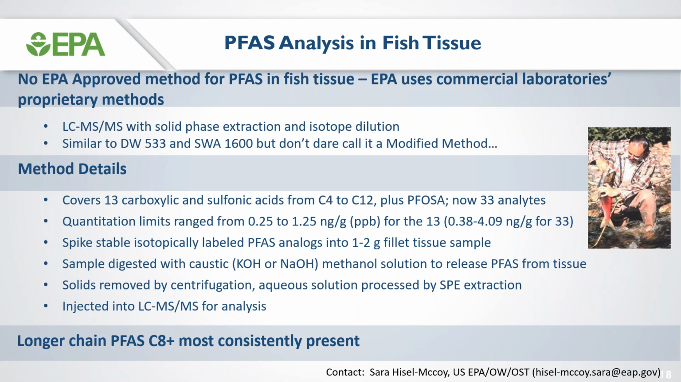The big challenge with fish tissues is dealing with fats and lipids in the tissues themselves. So there's a digestion process using some sort of caustic methanol solution, either potassium hydroxide or sodium hydroxide, to release the PFAS from the tissue. Then you have to drop the solids out, deal with any excess fats and lipids through cleanup steps, and then process that cleaned up extract through solid phase extraction. In the work that we've been doing to date, longer chain PFAS tend to be the most persistent and present in fish fillets and whole fish. So PFAS that are carbon chain 8 and above. And again, there's a contact if you'd like to learn more about that at the bottom of this slide.